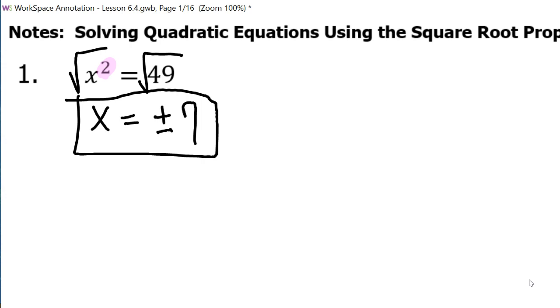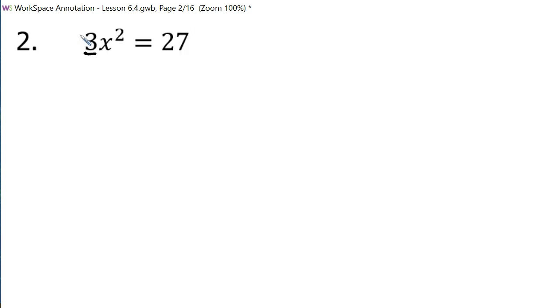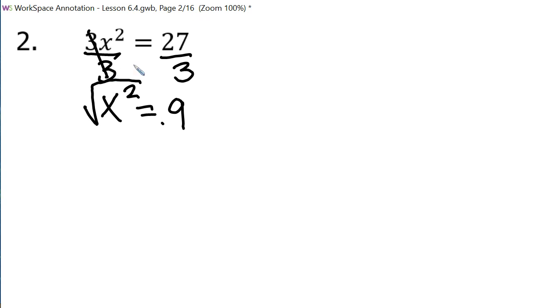Step 1 is x squared by itself? No. How do I get rid of that 3? Divide both sides by 3. That gives us x squared equals 9. Now to solve for x, we need to get rid of that square. So what is the opposite of squaring? Square rooting. So we need to square root the left side, square root the right side. And when you square root a square, it cancels. So bring down the x.